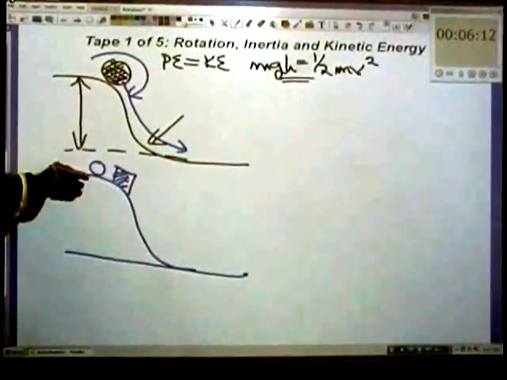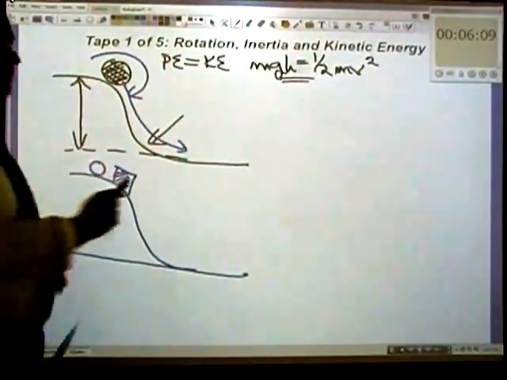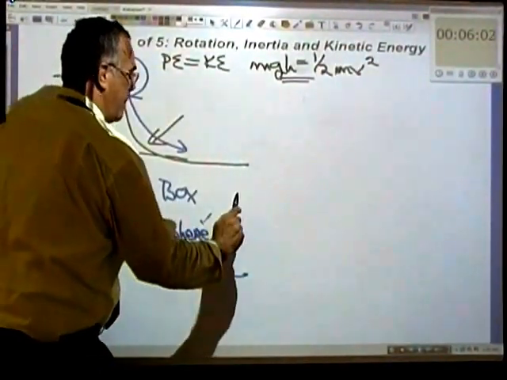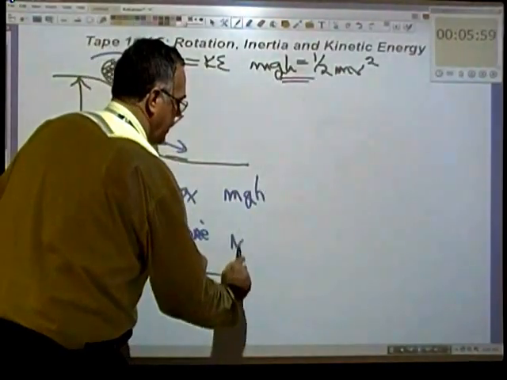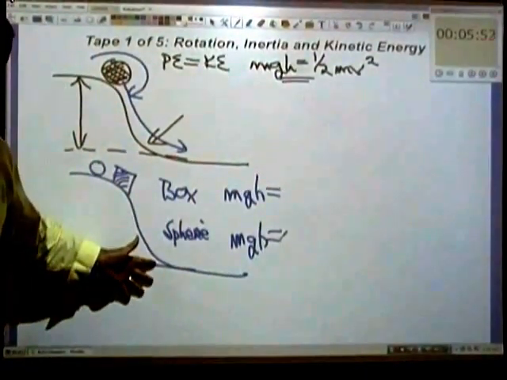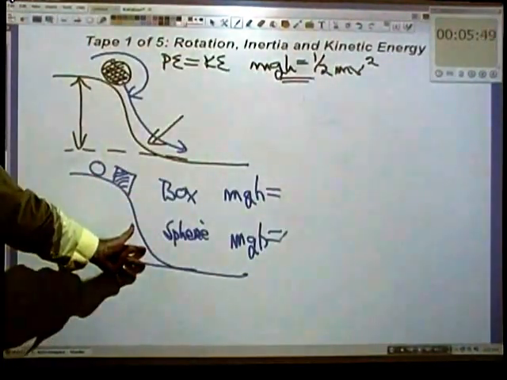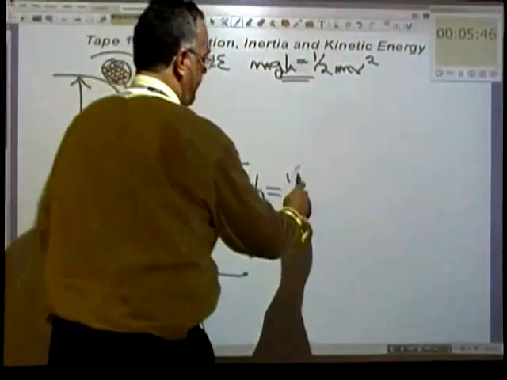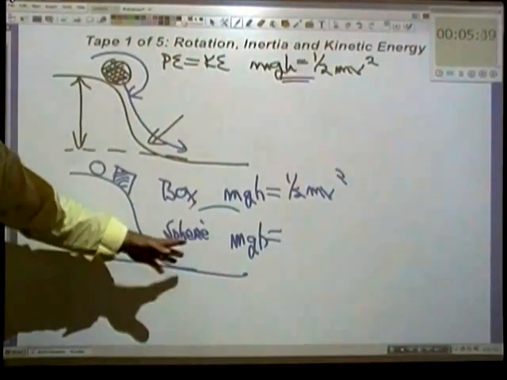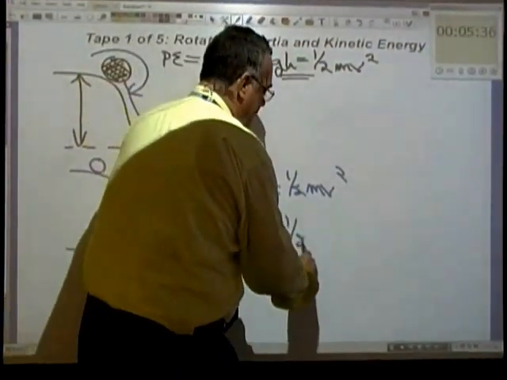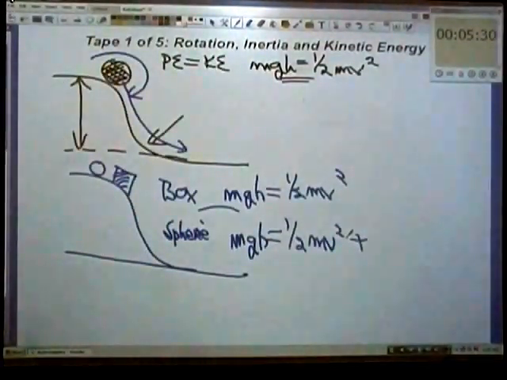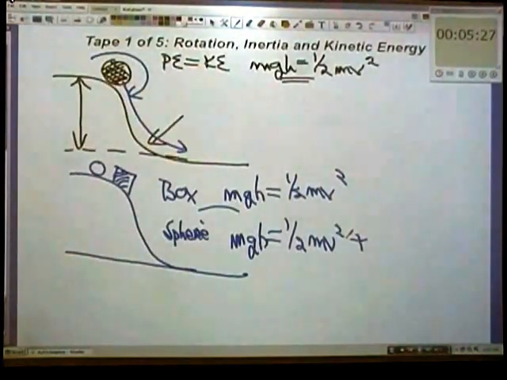They both have what energy, assuming they're not moving at the top? Potential. They both have potential at the top. So the box has MGH joules, and the sphere has MGH joules. At the bottom of the hill, all the MGH of the box gets converted into kinetic. Give me algebra: 1/2 mv squared. That's what we've been doing up until now. But the sphere also has MGH equals 1/2 mv squared, plus it's rotating. Some of that energy has to go into turning the ball around, rotating it down the hill.